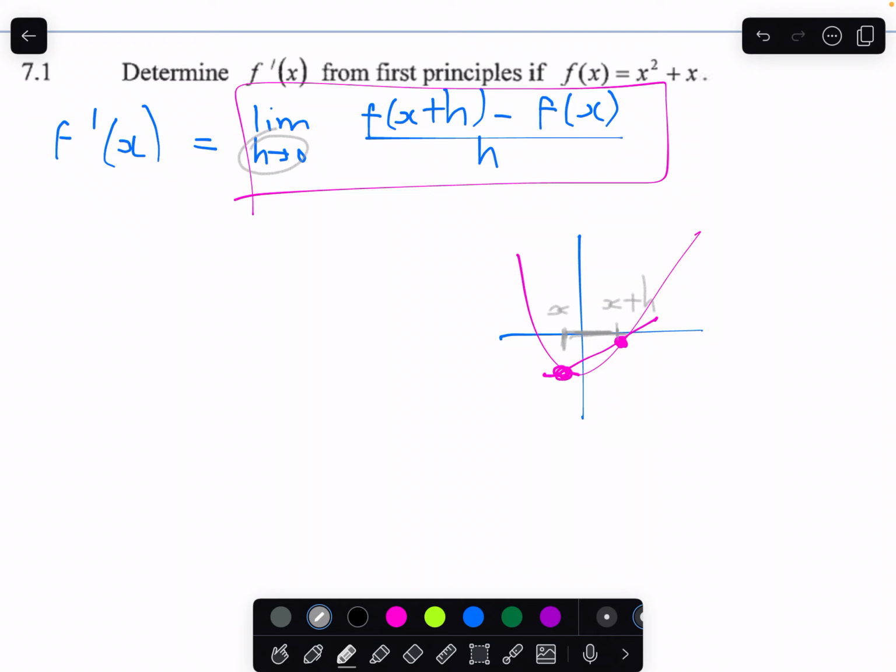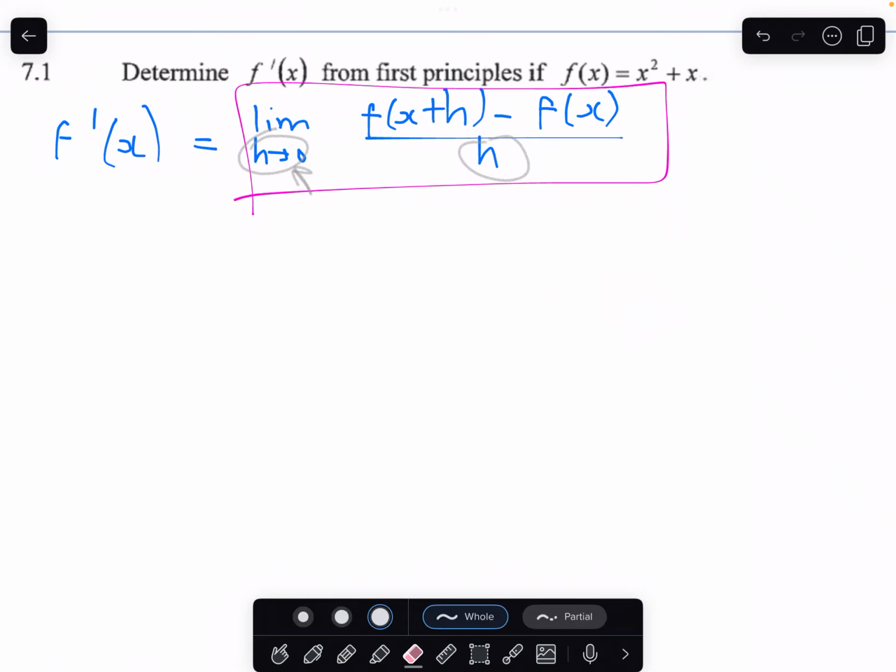What we're then doing is taking the y coordinate of this point, f of x plus h, minus the y coordinate of this one, and dividing it by the change in x. To go from x to x plus h, we've moved by h units. So this is your straight line gradient calculation. But the interesting bit is this limit, which makes this gap as small as possible. If I could get these 2 points as close as possible, what is the gradient of the line that joins them?